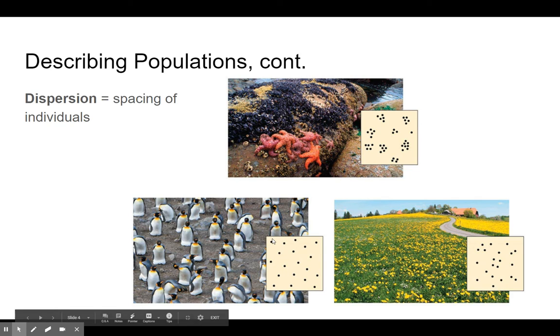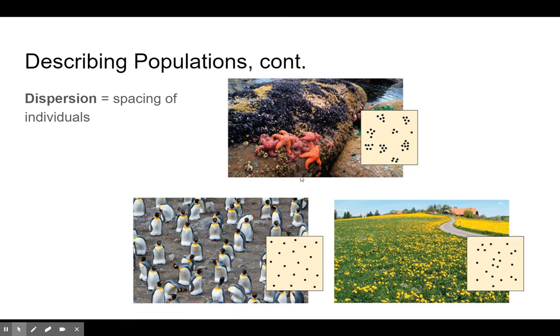These penguins are fairly evenly spaced, so you have a pretty even distribution here. And these flowers in the meadow are fairly random. The seeds were carried by the wind and just landed there. So they have a pretty random distribution.